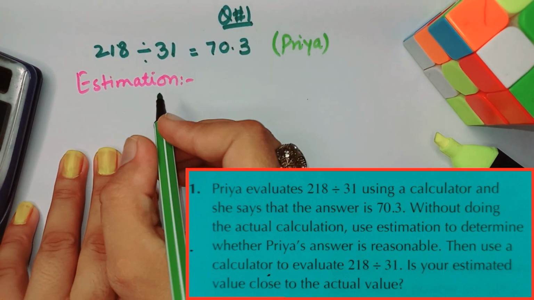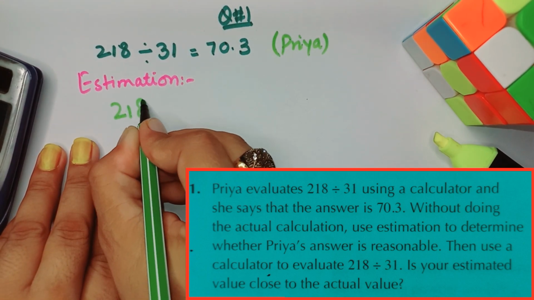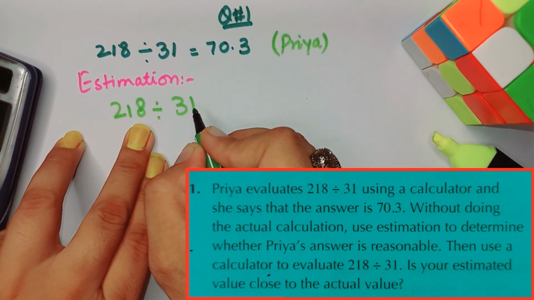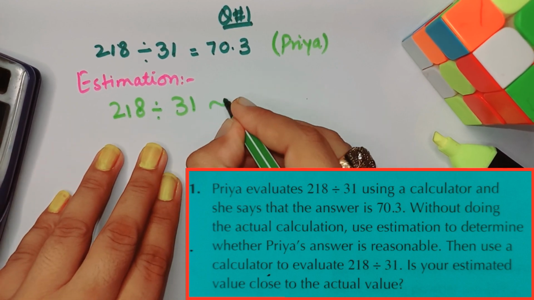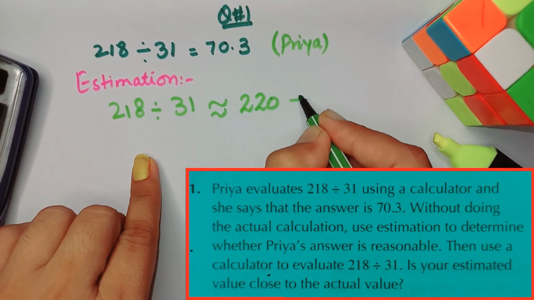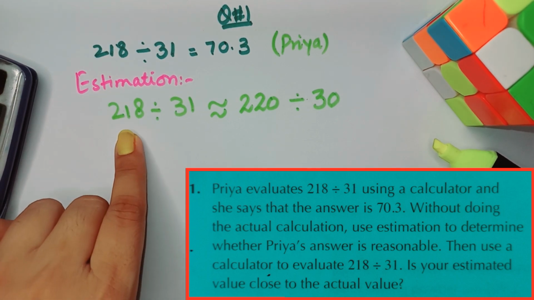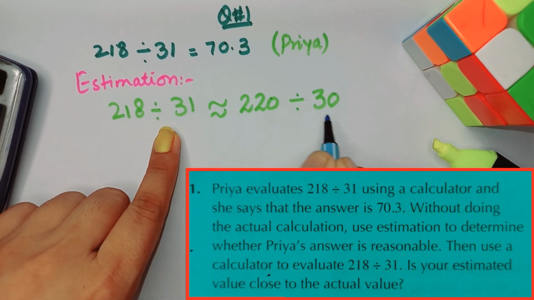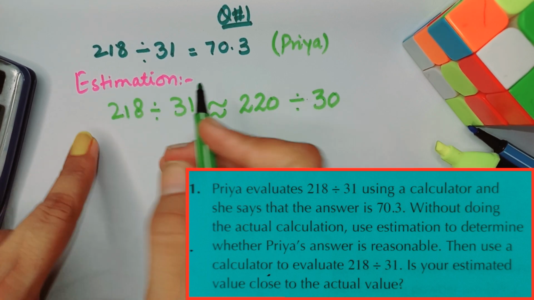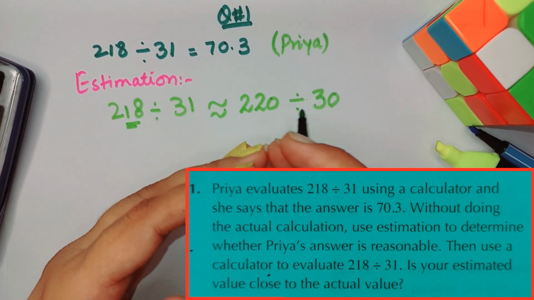So dear students, let's solve it using estimation. Like 218 divided by 31, we can write 218 as 220 and 31 as 30 using estimation. You can see 31 is close to 30, and 218 is close to 220. So 220 divided by 30.